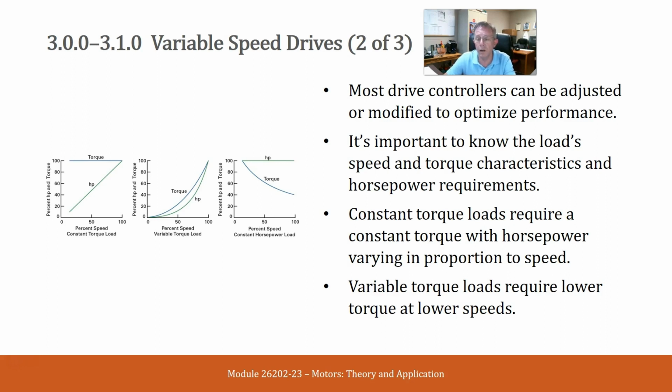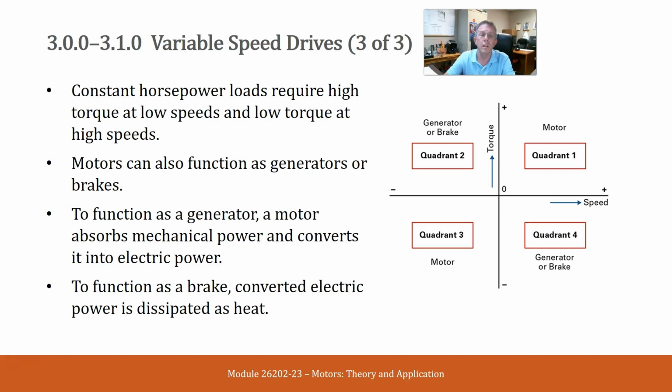Constant torque loads require a constant torque with horsepower varying in proportion to speed. Variable torque loads require lower torque at lower speeds. Constant horsepower loads require high torque at low speeds and low torque at high speeds.